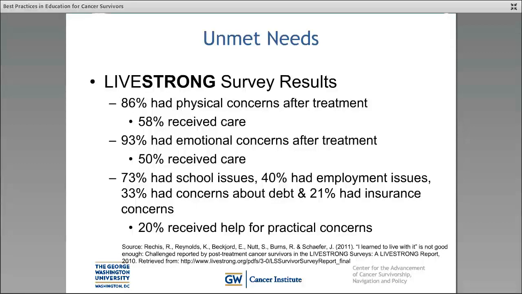As you can see, only 58% of those who had experienced at least one physical concern had received care. Only half of those who experienced emotional concerns received help, and only 20% of those with practical concerns received help. Interestingly, the receipt of care reported for physical, emotional, or practical concerns actually decreased between the 2006 and 2010 surveys. So this is an ongoing issue where we need to improve.